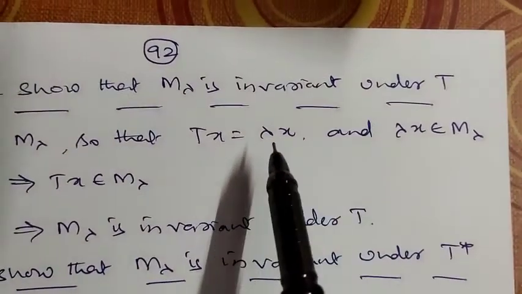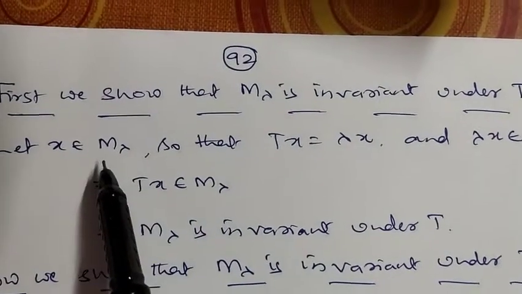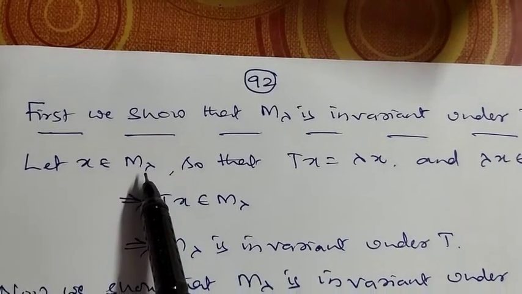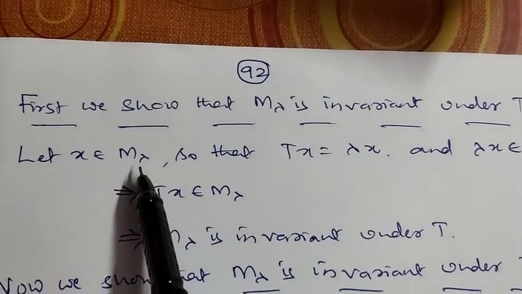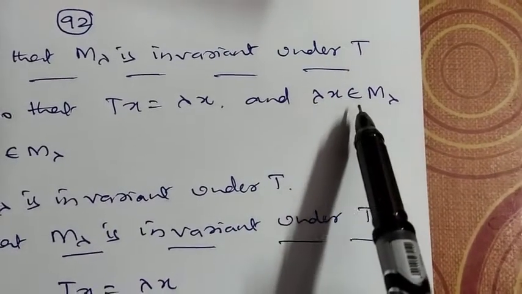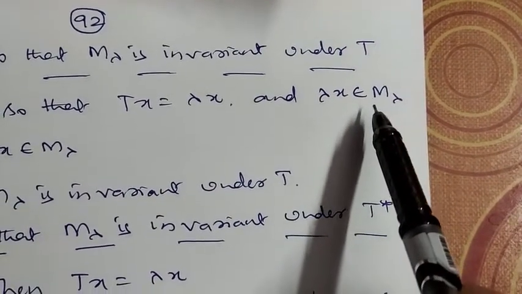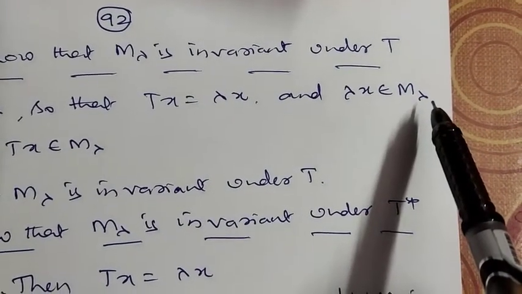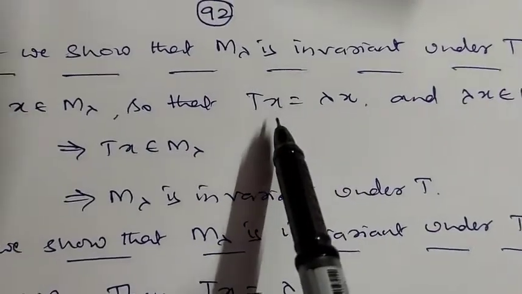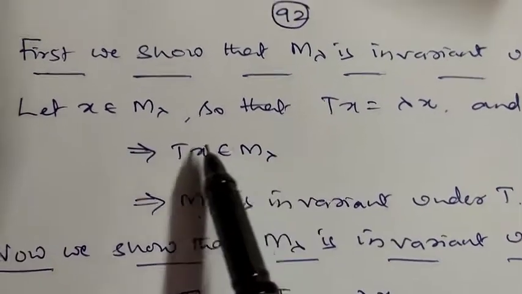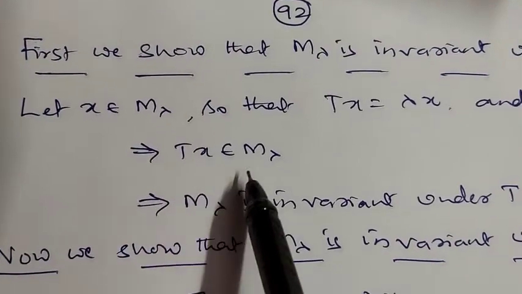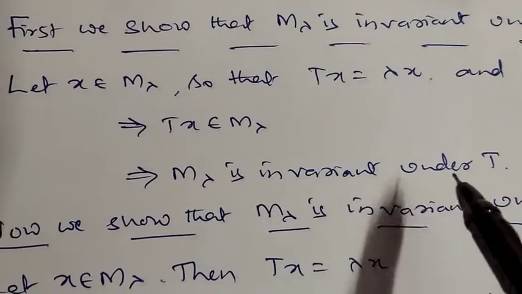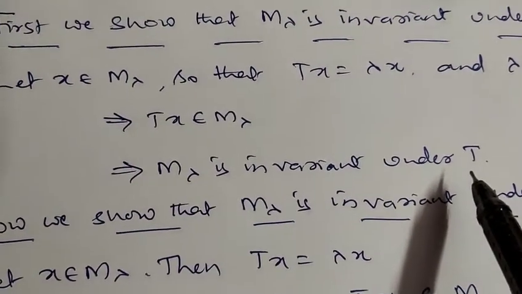And look here, x belongs to M lambda means any scalar multiple of x also belongs to M lambda, because M lambda is a linear space. So lambda times x belongs to M lambda for any scalar lambda by definition of a linear space. Now lambda x is nothing but T of x, so T of x belongs to M lambda. Thus x belongs to M lambda implies T of x belongs to M lambda. Therefore, you can declare that M lambda is invariant under T.